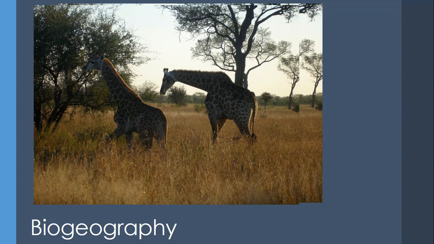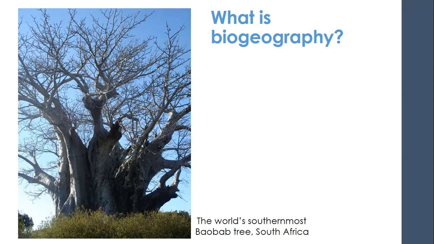And so we're going to talk today about why certain types of life occur in certain places, and how evolution and speciation work. Here we have pictures of giraffes, which are a classic example that people use to think about evolution, like why do these animals have these really long necks and how did they get like that? And so what is biogeography?